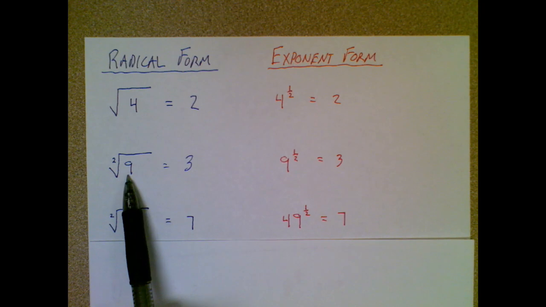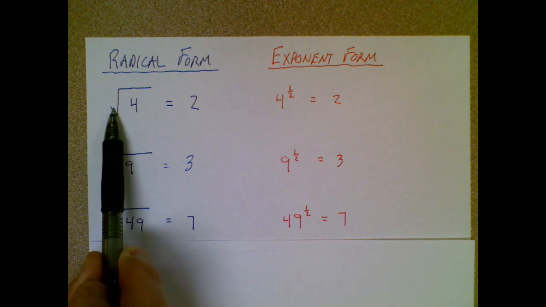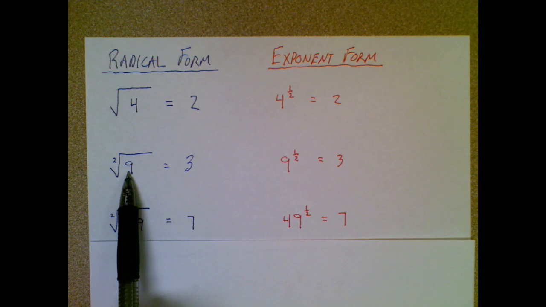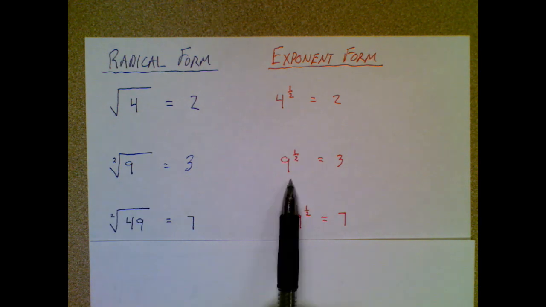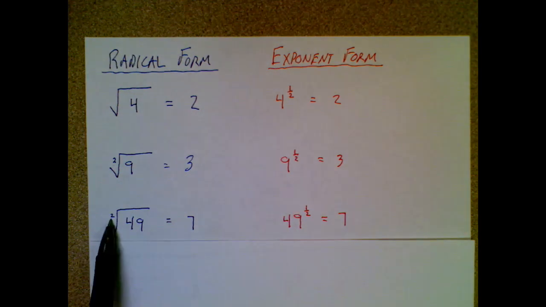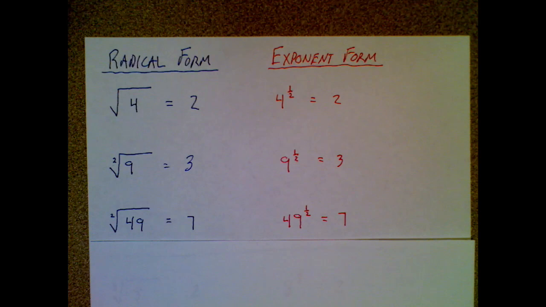Square root of 9, technically you can write a 2 in there and you'll see why later, but since square roots are so common, we usually skip the 2. But this means the square root of 9, which means 3 got multiplied by itself twice to get the 9. If I wanted to write that with an exponent, that would be 9 to the 1/2 power. Square root of 49, you can put a 2 there if you want, but we normally skip that. Square root of 49 is the same as 49 to the 1/2 power. These are just two different ways to write the same thing.